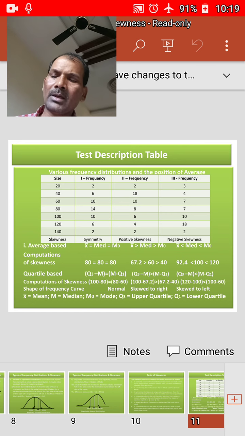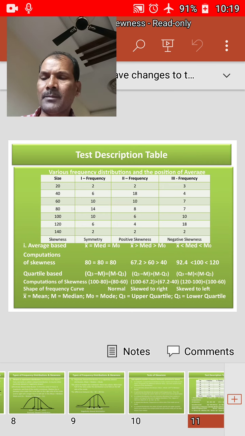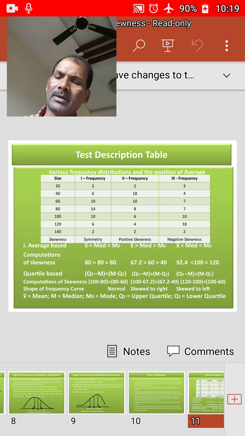Next we will see quartile based computation. Q3 minus median, okay, is equal to median minus Q1. Q3 is 100 minus median 80, and median 80 minus Q1 is 60. 100 minus 80 is 20, 80 minus 60 is 20. They are equal, they are symmetric in case of first frequency.